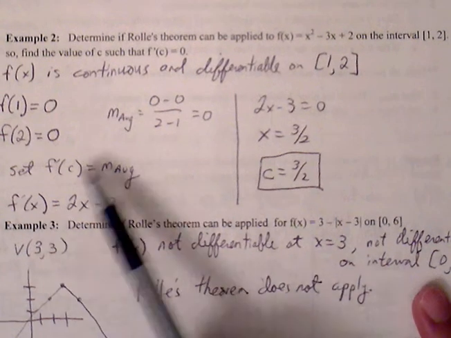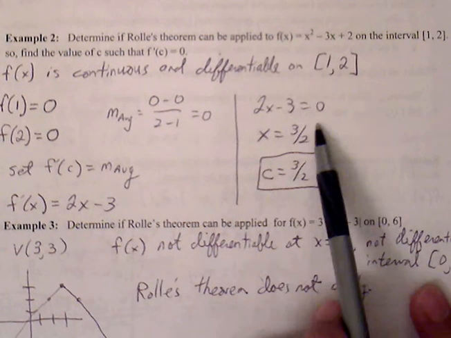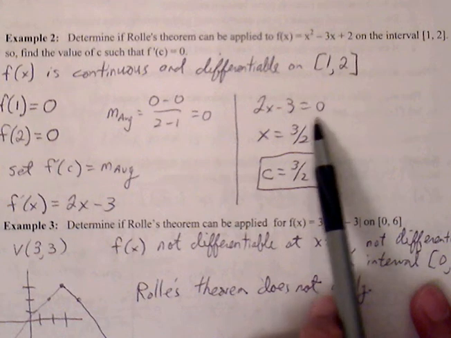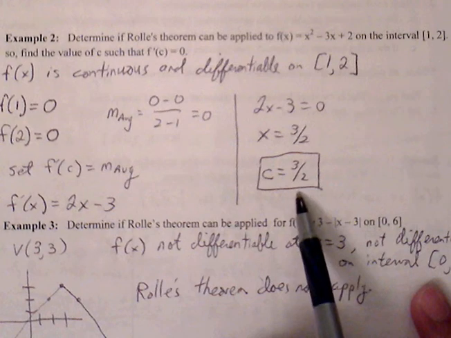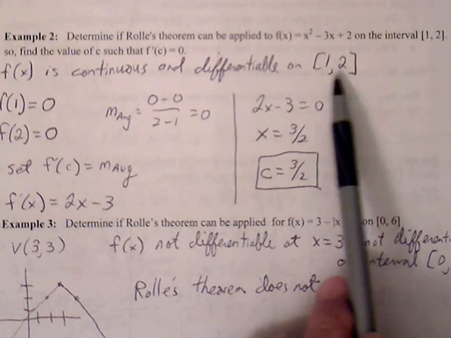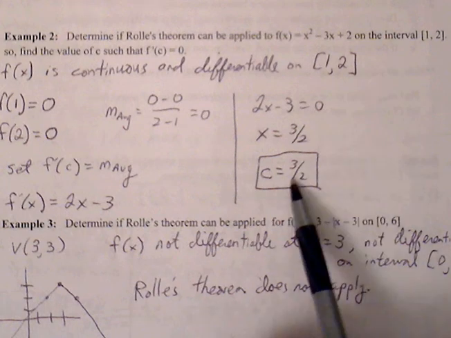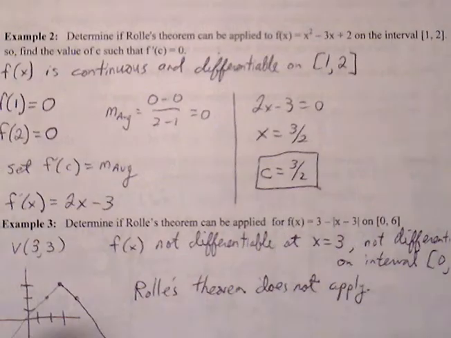Our derivative is simply 2x minus 3. We go through power rule, set our derivative equal to the average slope. In this case, it's always 0. So 2x equals 3, x equals 3 halves. So we have a c value of 3 halves. Make sure it does lie between our endpoints of 1 and 2, so our c value is guaranteed.